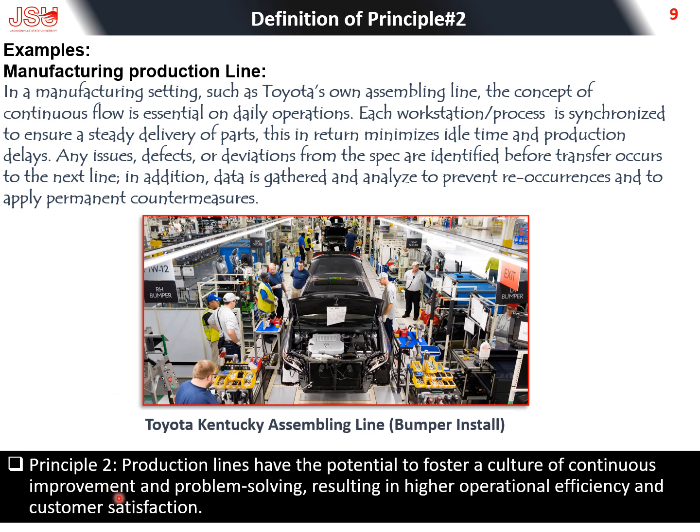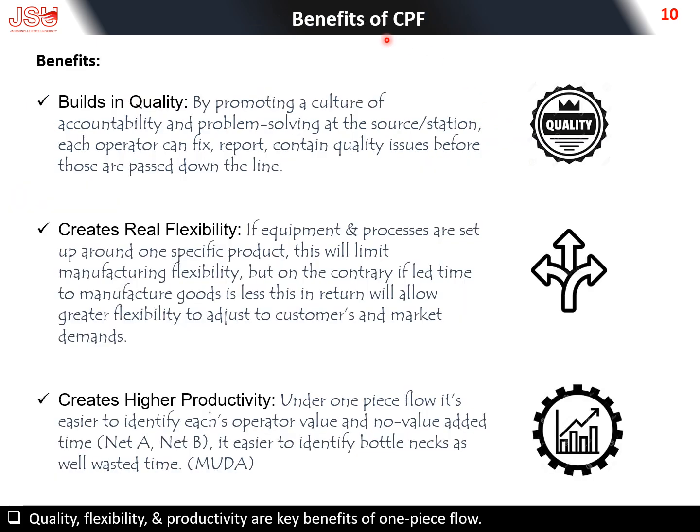Principle 2. Production lines have the potential to foster a culture of continuous improvement and problem solving, resulting in higher operational efficiency and customer satisfaction. Benefits of continuous process flow. The first one is built-in quality. By promoting a culture of accountability and problem solving at the source or station, each operator can fix, report, and contain quality issues before those are passed down the line.